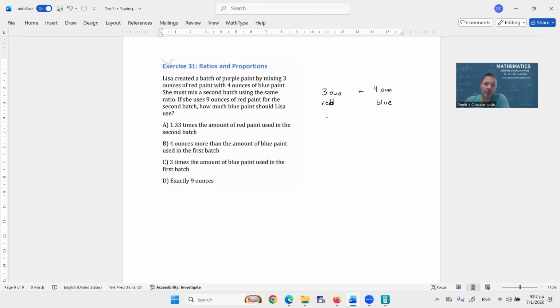So now she needs to use 9 ounces of red, so she will triple that, and this means that she will have to triple the ounces of blue paint as well. So she would have to put 12 ounces of blue. But it says how much blue paint should Lisa use. 12 is 3 times the amount of blue paint used in the first batch, so it should be C: 3 times the amount of blue paint used in the first batch.